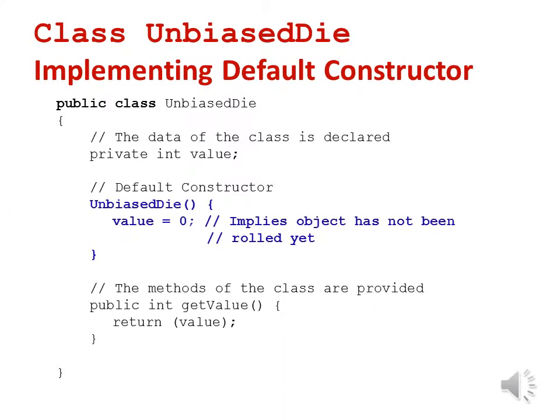We'll now implement the default constructor. This method has the same name as the class itself with no parameters. What we do here is to initialize the variable value to 0. A value of 0 does not exist on the face of a die. This is just to show that the die object has not been rolled yet. When the object is asked to roll, the value would be set to an integer between 1 and 6.